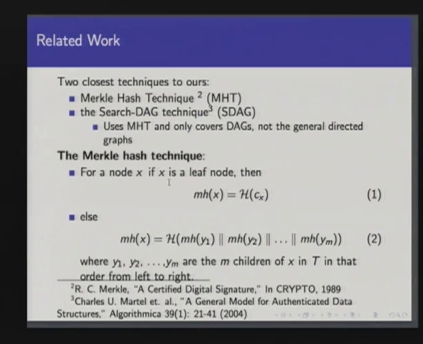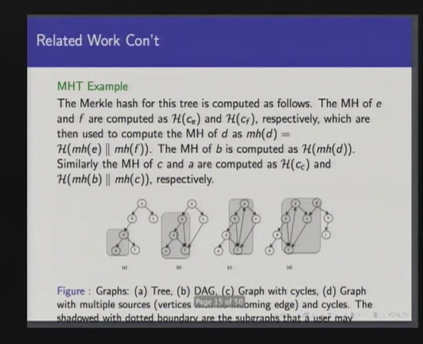If we have a node x in a graph, and x is a leaf node, the Merkle hash of that node is computed as the hash of the content of the value in the leaf node. Otherwise, if it is an internal node or root node, it is the concatenation of the Merkle hashes of all the children of that node, and then we compute a hash of that concatenated value. Let me explain this through an example.